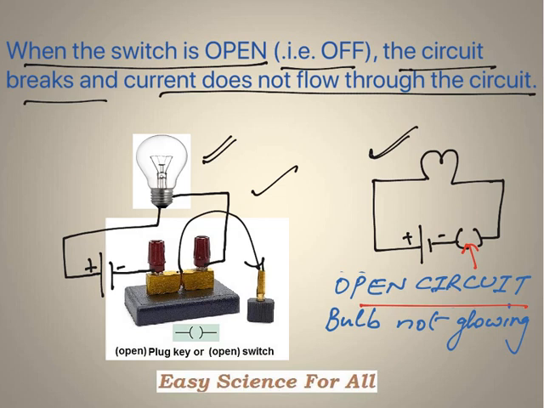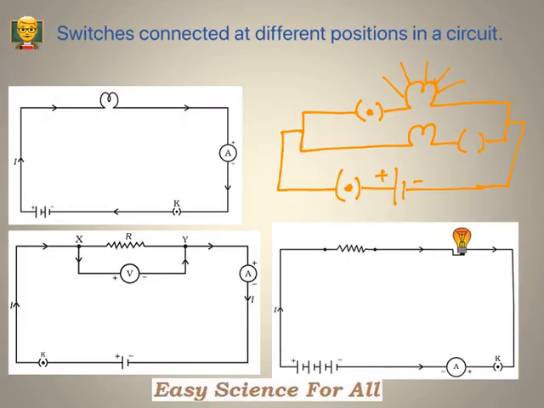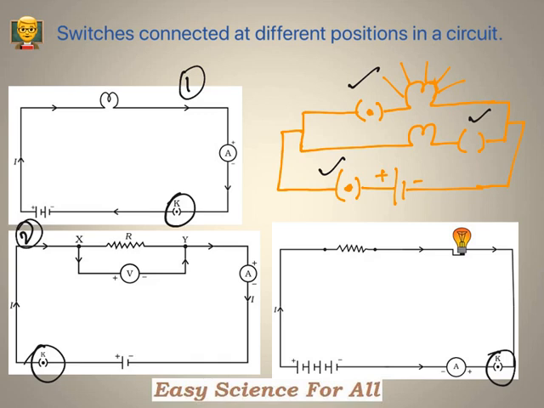Let us now see what are the different positions in an electric circuit wherein we can connect a plug key. So here you can see different circuits, and if we consider this as the first circuit, you can see that the plug key has been connected over here. In this second diagram it has been connected over here, and in the third diagram it has been connected over here, and this is the fourth diagram. So you can see over here I have used 3 plug keys. Out of these 3 plug keys, 1, 2 and 3, 2 are closed whereas 1 is open.